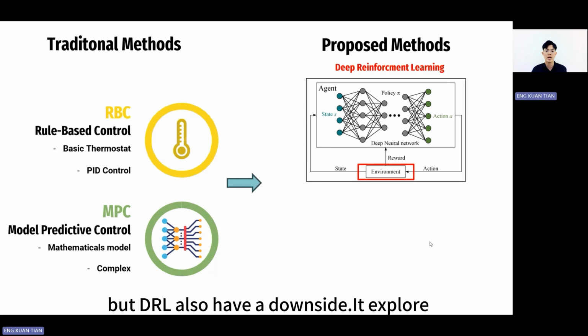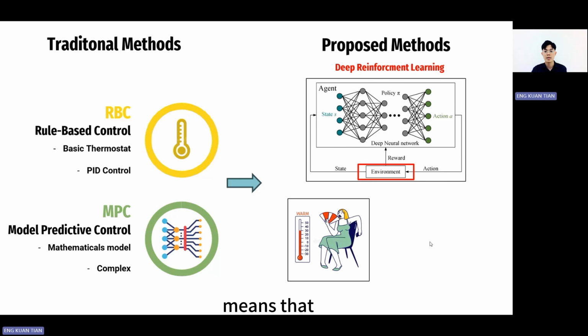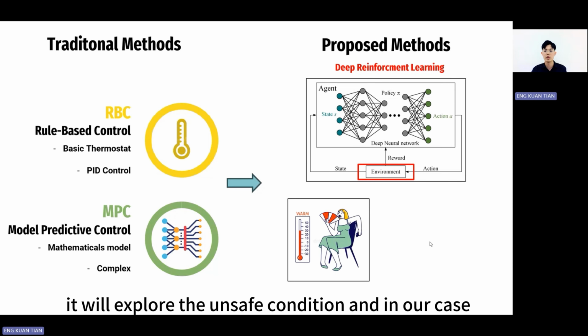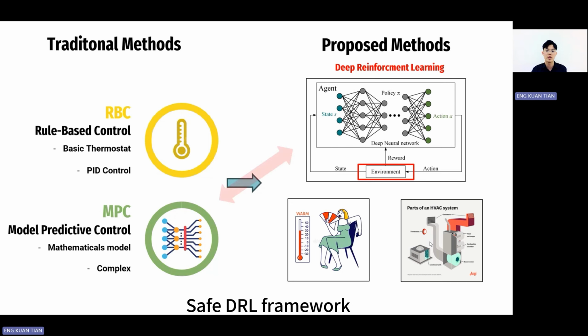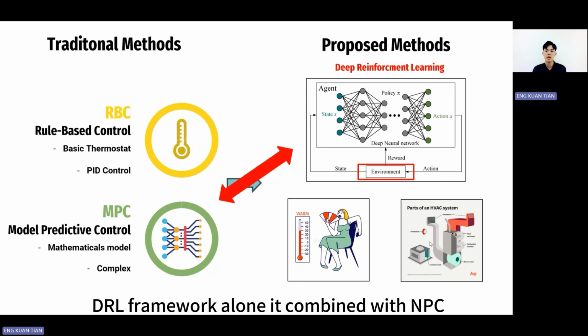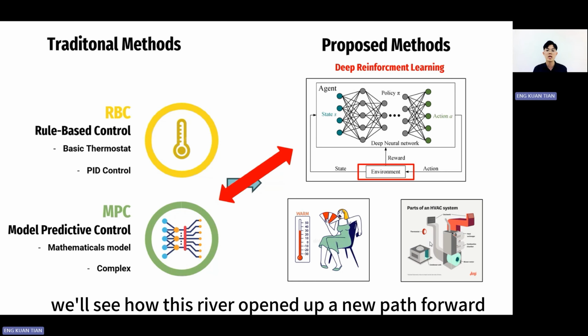But DRL also has a downside. It explores, which means it may explore unsafe conditions, and in our case, overheat a room or stress an HVAC system. And that's our solution, the safe DRL framework. Instead of relying on DRL alone, it is combined with MPC. We'll see how this framework opens up a new path forward.